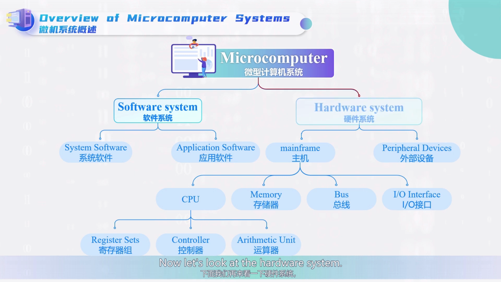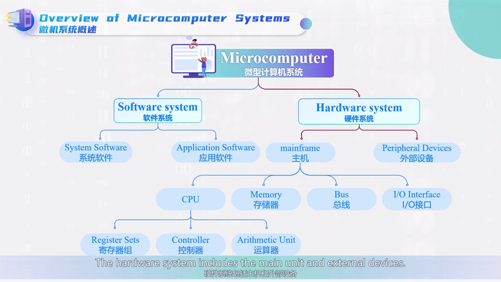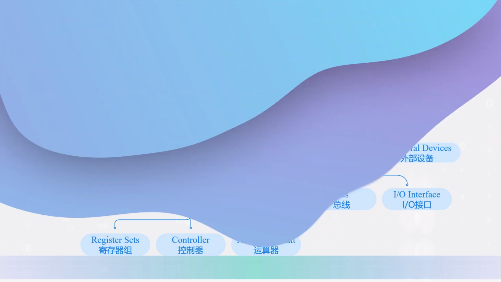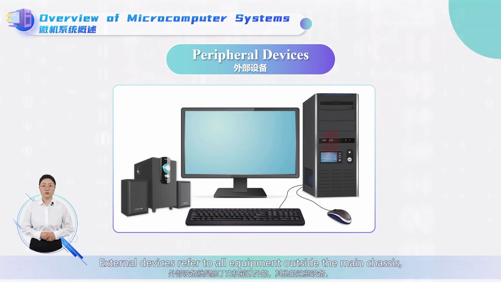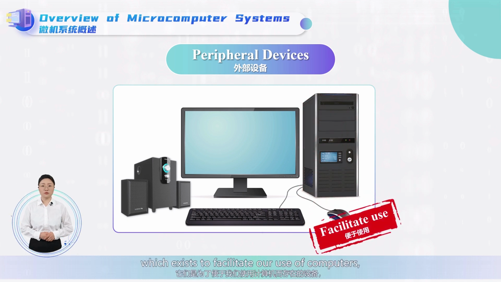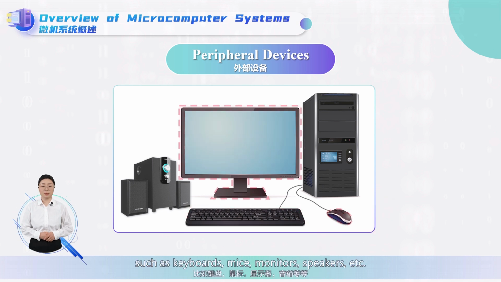Now, let's look at the hardware system. The hardware system includes the main unit and external devices. External devices refer to all equipment outside the main chassis, which exists to facilitate our use of computers, such as keyboards, mice, monitors, speakers, etc.